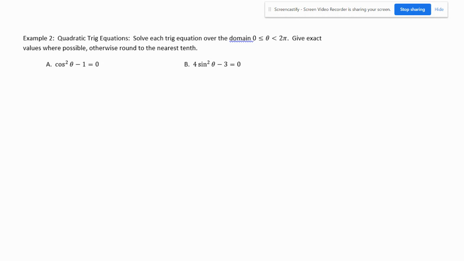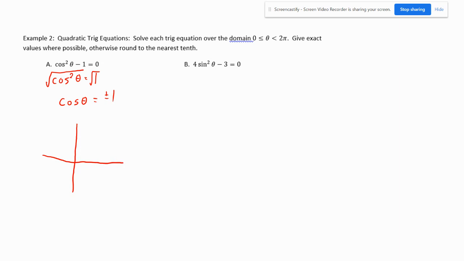So first step for this one, I'm going to add 1. So we have cosine squared equals 1. And then to get just cosine, I'm going to square root both sides. The thing we need to remember, anytime we square root both sides of an equation, we have to go plus or minus our answer. Okay?